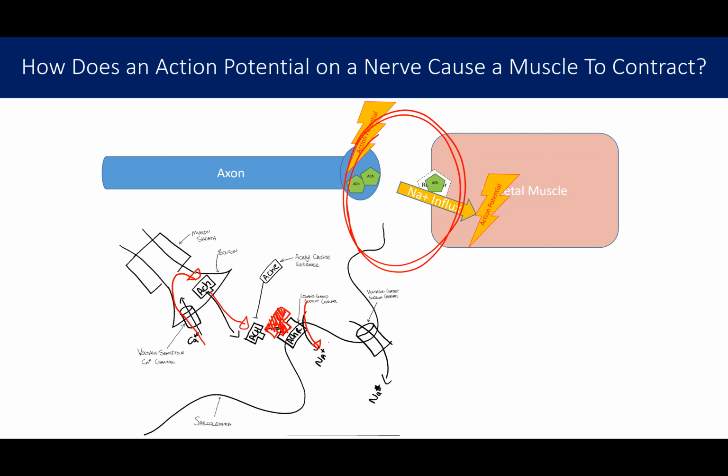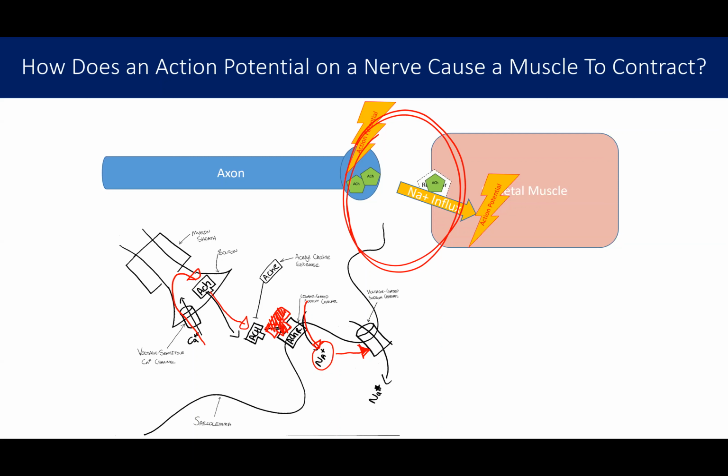Once you do get enough sodium in from the acetylcholine receptor, it will stimulate the voltage-sensitive sodium channel, which will then allow a ton of sodium to come in, just like in your neuron. So this is completely review. The only thing that's different is we're looking at a different cell. Instead of these channels being embedded in a neuron, now they're embedded in a muscle.